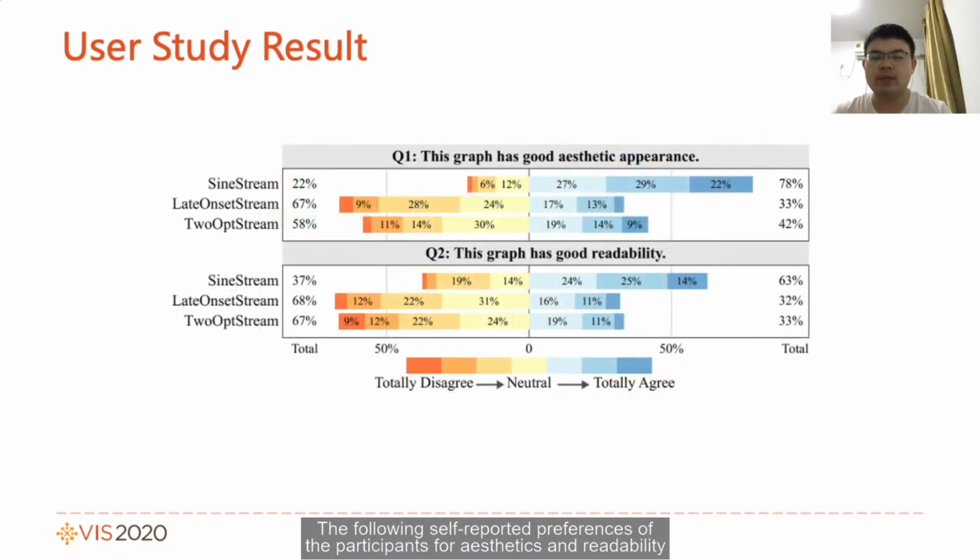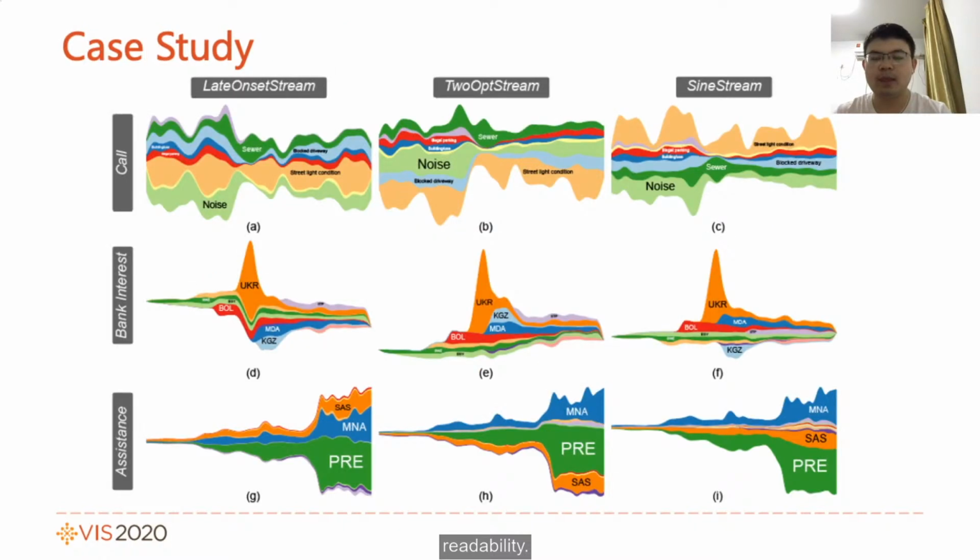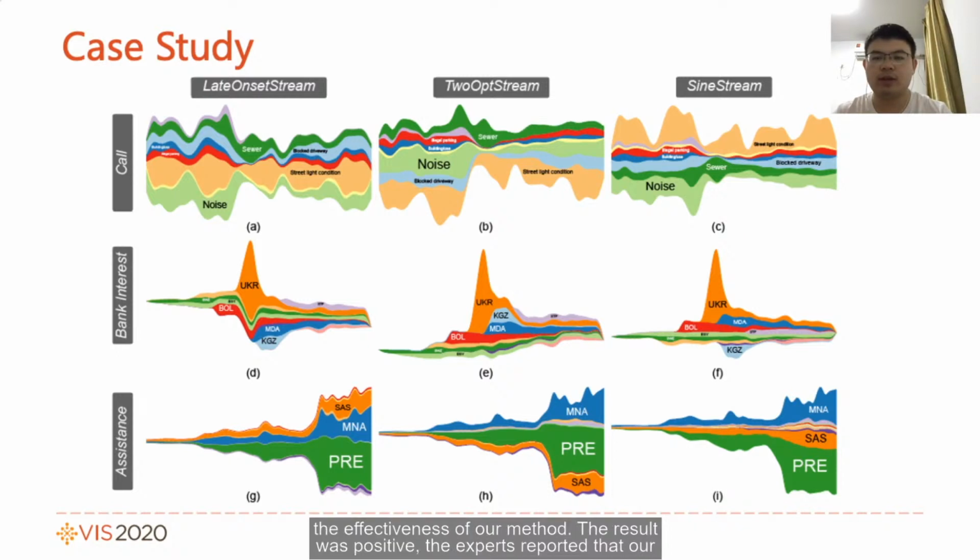The following self-reported preference of the participants for aesthetics and readability also indicates that our method creates more visually pleasant string graphs with high readability. In addition, we performed a case study on real-world datasets to further demonstrate the effectiveness of our method. The results were positive. The experts reported the lava layers were more smooth, which is pleasant and easier to read.